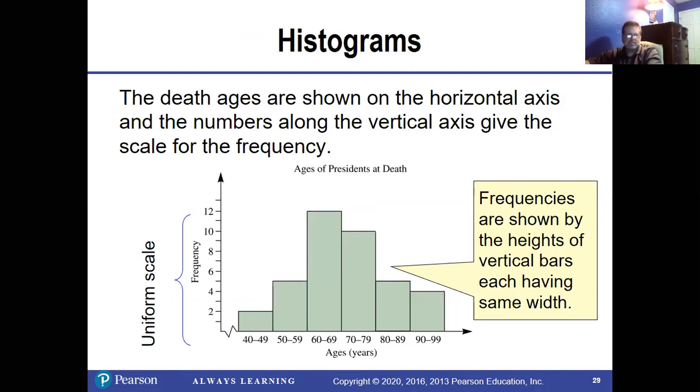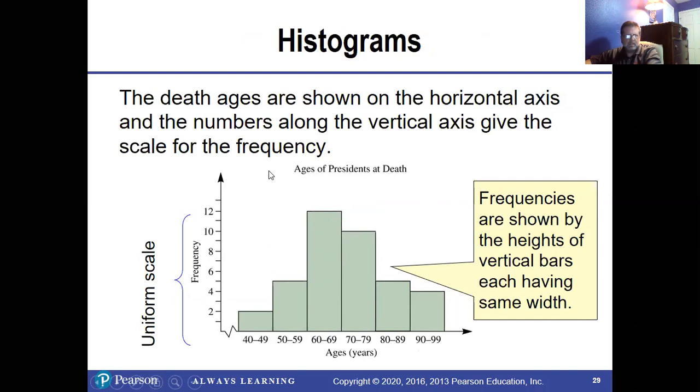Okay, here's that deaths of presidents again. Okay, this is a histogram. There is no gap in between. Okay, so they are set alone and they have to have some sort of range in their data.